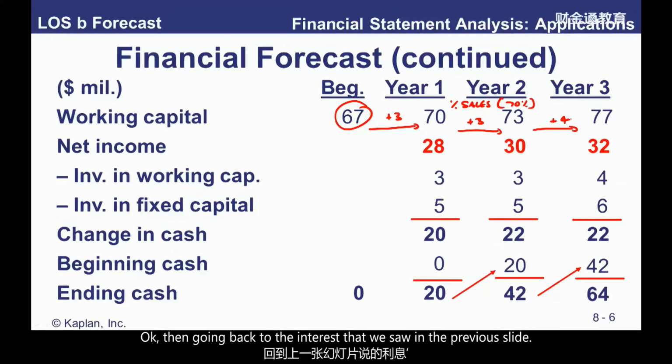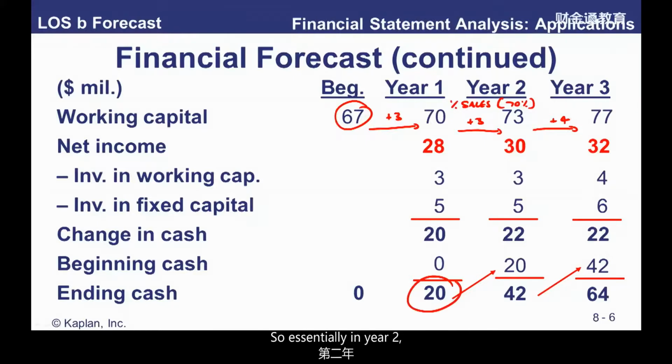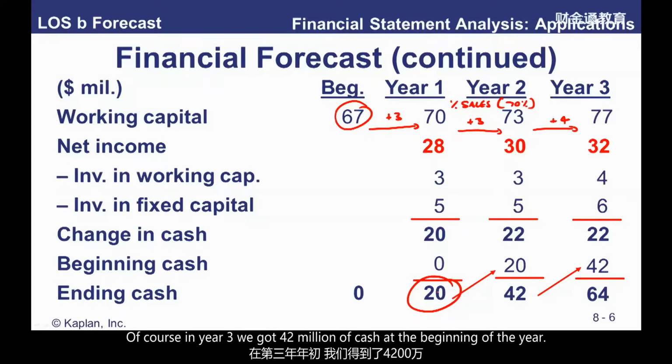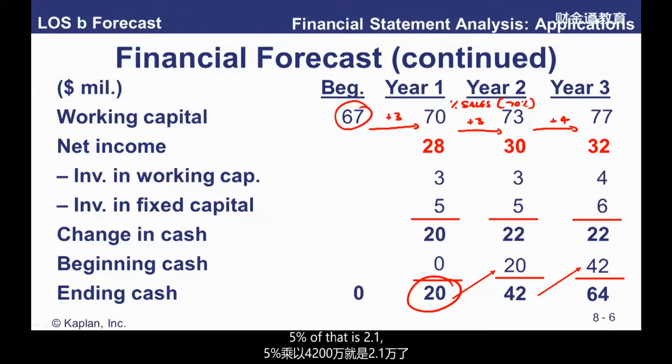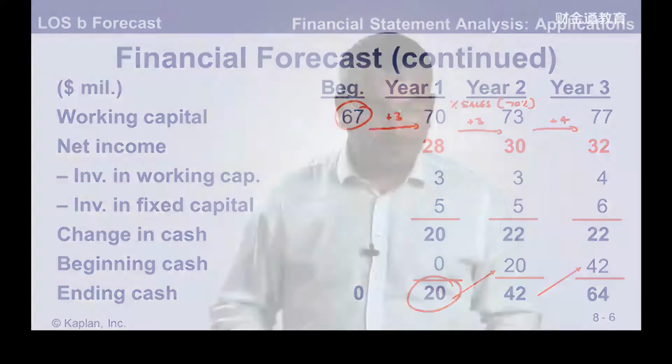Okay, so going back to the interest that we saw on the previous slide, remember we said 5% of beginning year figures. So in essentially year two, if we take our 20, multiply by 5%, we get 1. So that's where the 1 million of interest income came from in year two in our forecast on the previous slide. Of course, in year three, we've got 42 million of cash at the beginning of the year. 5% of that is 2.1. So we've rounded again to the nearest million, and we've used 2 on the previous slide.